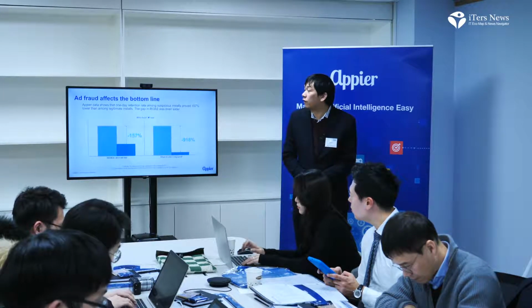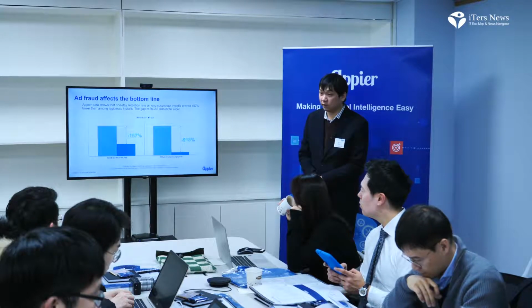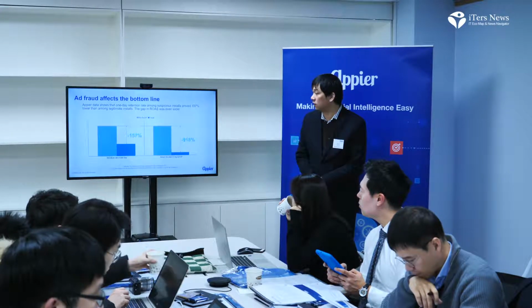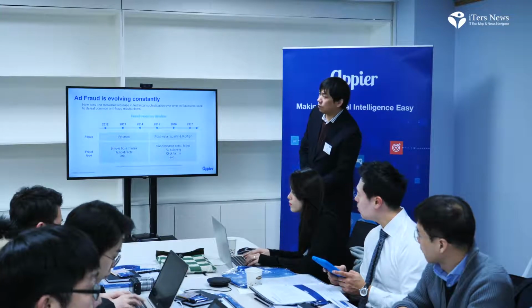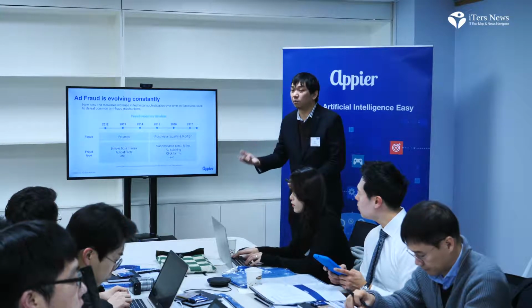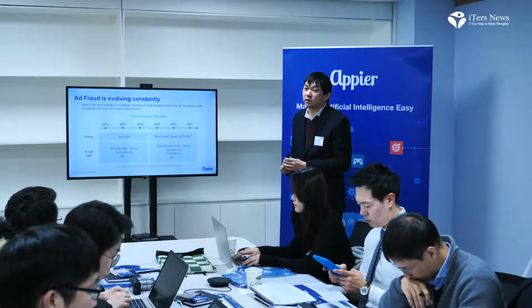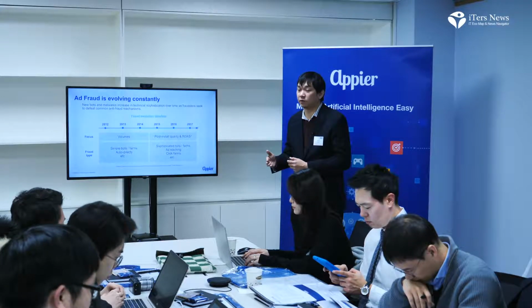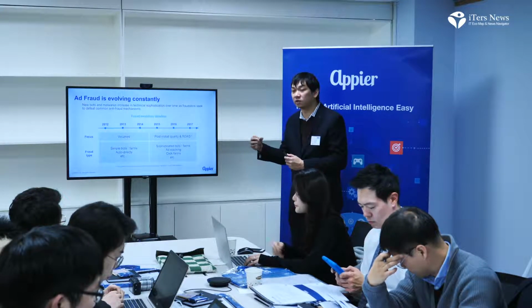App fraud affects the bottom line of ad spending. From the data, we see that the retention rate from this fraudulent traffic is 157% lower, and the return on ad spending is 900% lower. We also see that app fraud is evolving constantly. In the early days, these frauds were just simple bots that purely generated volume of traffic. But nowadays, as people start realizing app fraud and building filters, app frauds are getting more and more sophisticated. They start to mimic some human behavior in order to get around app fraud filters.